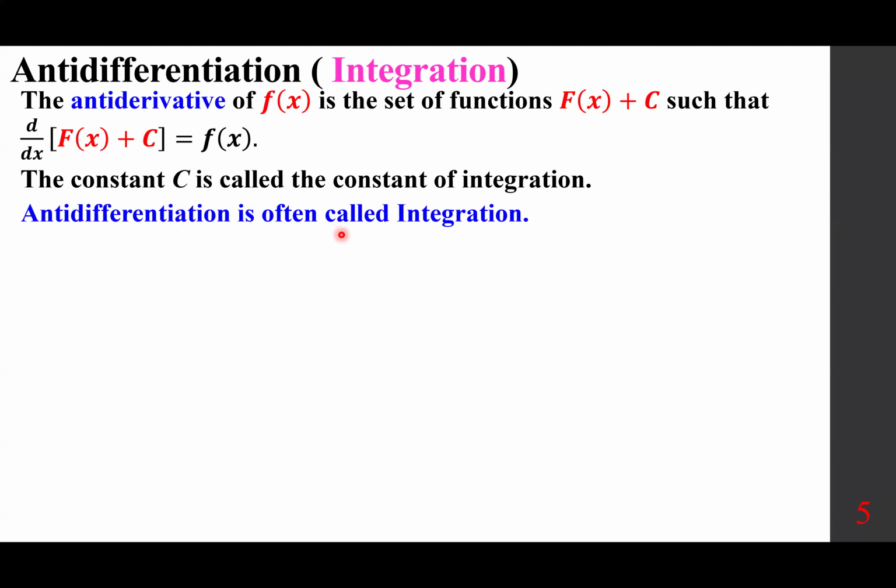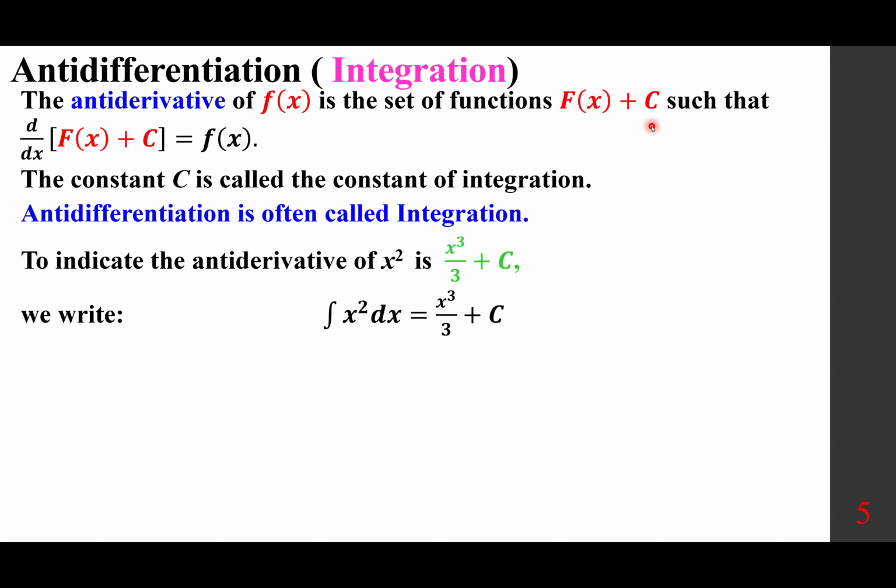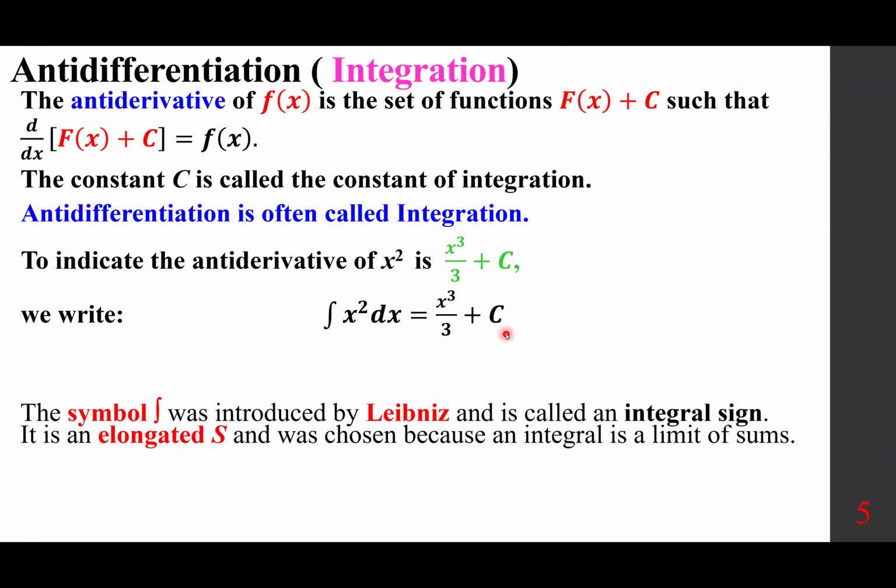Anti-differentiation is also called integration. When you differentiate a function, you get one unique solution. When you integrate, you get infinitely many answers. You get a family of functions because the derivative of any constant is 0. To indicate that the antiderivative of x squared is x cubed over 3, or 1/3 x cubed plus c, we write it as follows with this notation: the integral sign, x squared dx equals x cubed over 3 plus c.